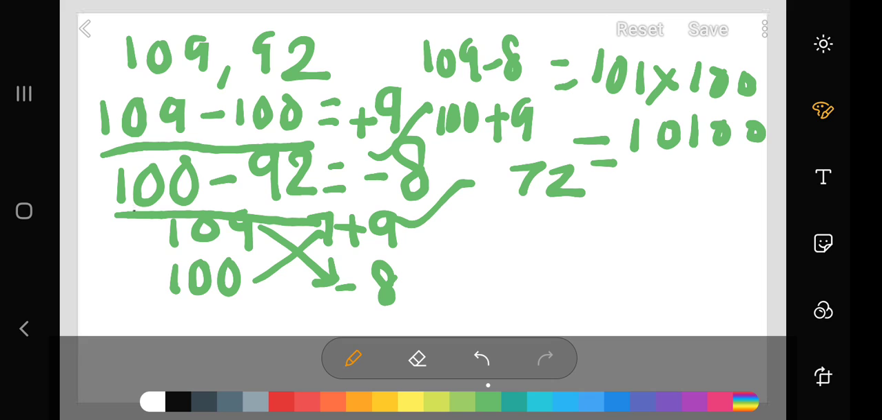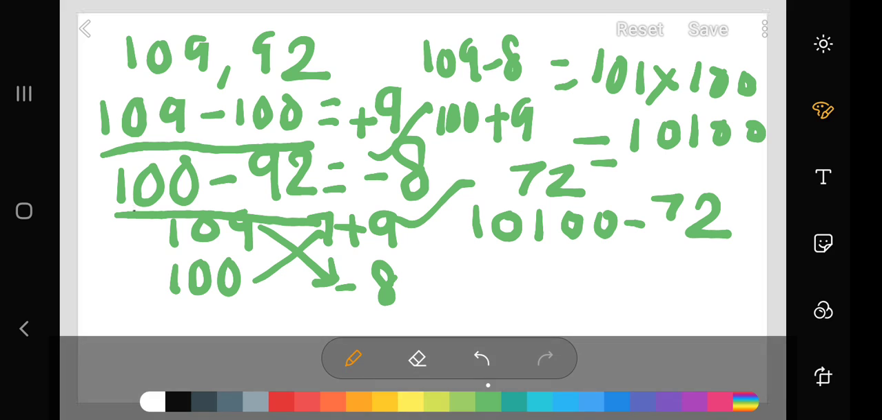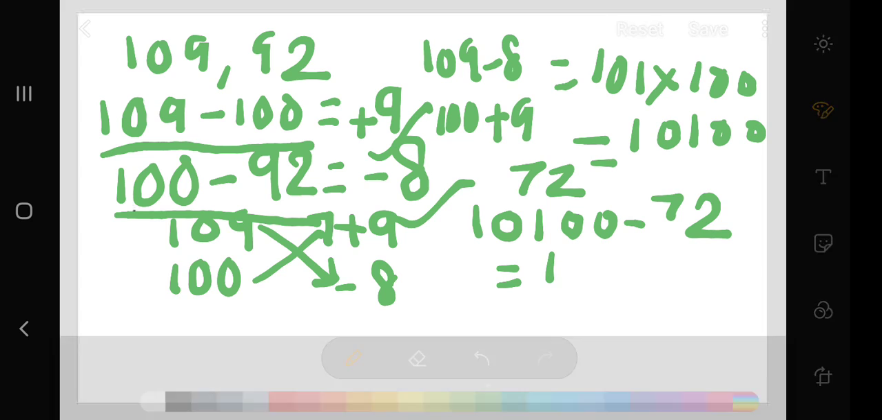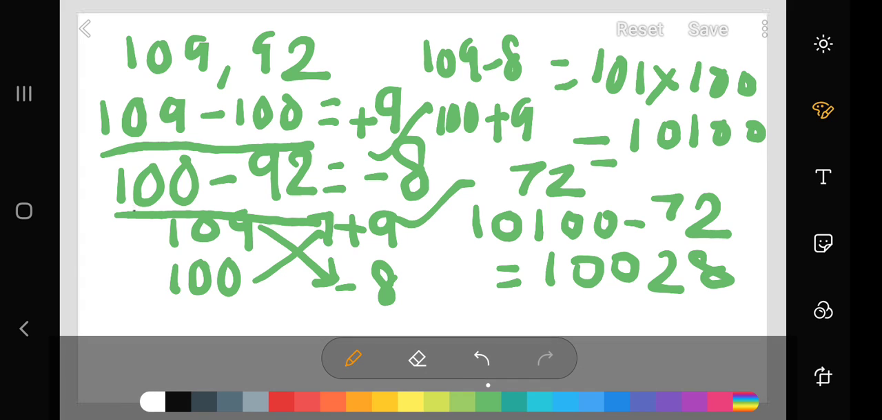So we will subtract 72 from 10100, that is 10100 minus 72. So here we will get 10028. Okay, so this is the product of 109 and 92.